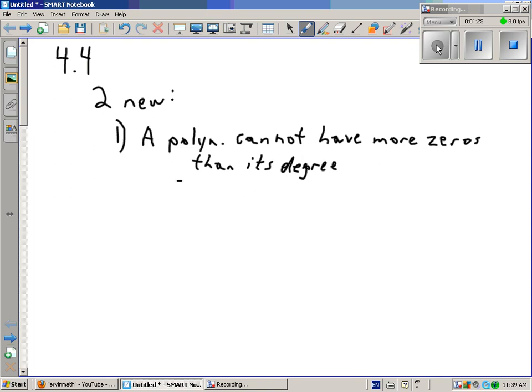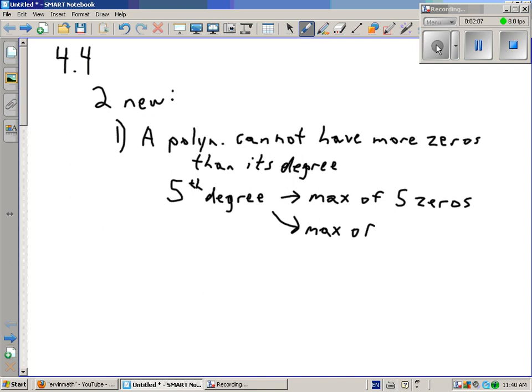So if we have a fifth degree, or as I sometimes tend to say, fifth order polynomial, that has an absolute max of 5 zeros. We're never going to have any more than that. We can have 4, we can have 3, we can have 2, we can have 1, we can have none real zeros. We can't have 6, 7, 8, and so on and so forth. By the way, as a reminder, fifth degree also has a max of 4 turns or turning points.